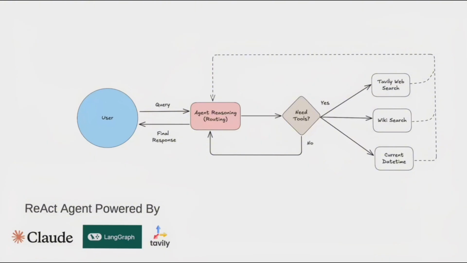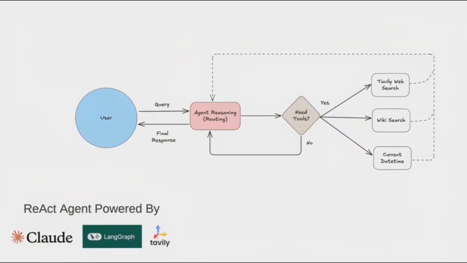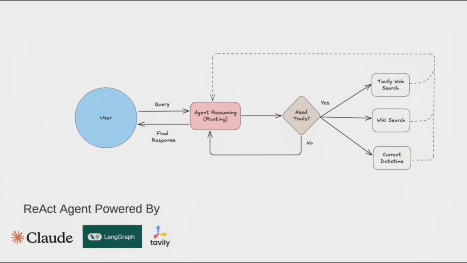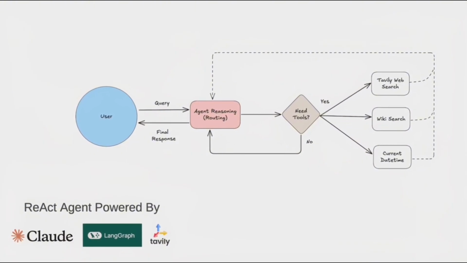Let's check it out. Okay, so before we start diving into the notebook, it's important to understand the agentic architecture that we'll be using for the evals in this video. I created a React agent that has access to Tavily Web Search, Wikipedia Search, and Current Datetime information. The agent is powered by LangGraph. It utilizes Claude 3.7 Sonnet for reasoning and Tavily for web search. It has multiple tools at its disposal, including Wikipedia Search for historical facts and current datetime information.